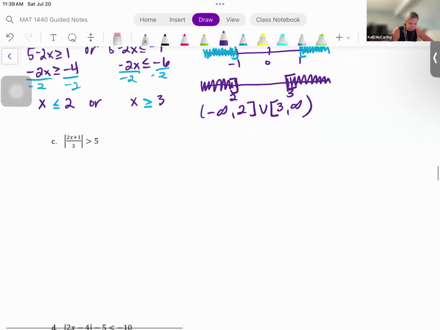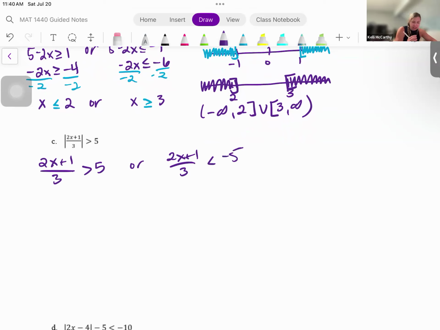Absolute value of (2x plus 1) over 3 is greater than 5. We're going to set this up just like we did that previous example. We don't need to isolate. It's already done for us. So we have (2x plus 1) over 3 is greater than 5, or (2x plus 1) over 3 is less than -5.